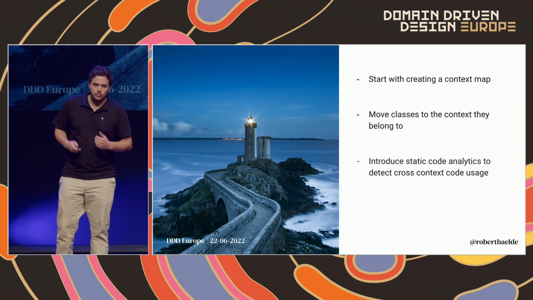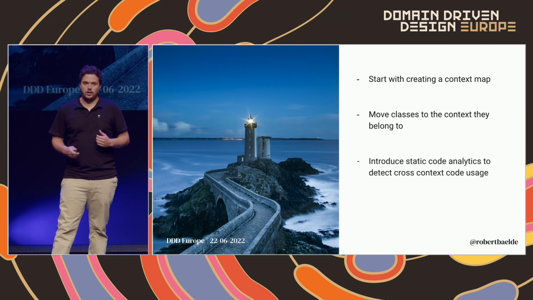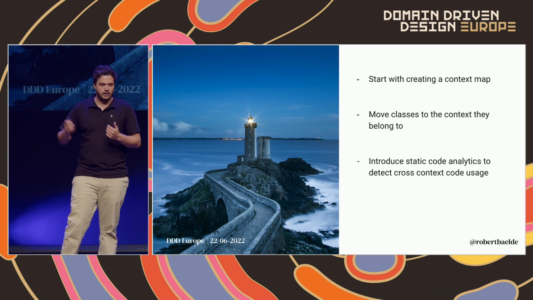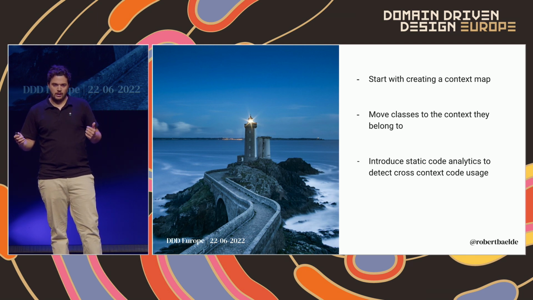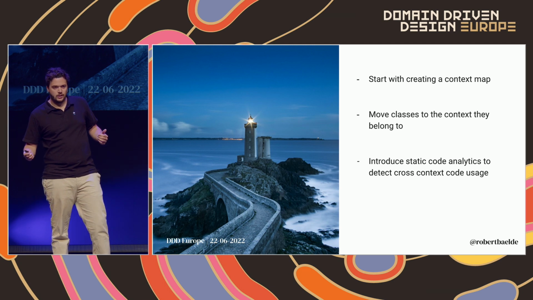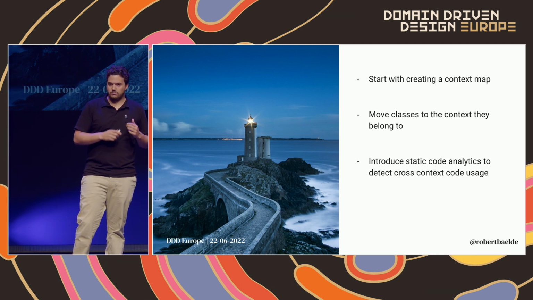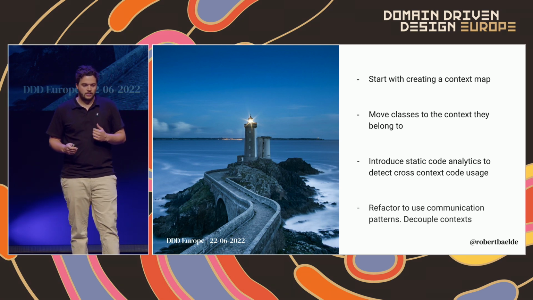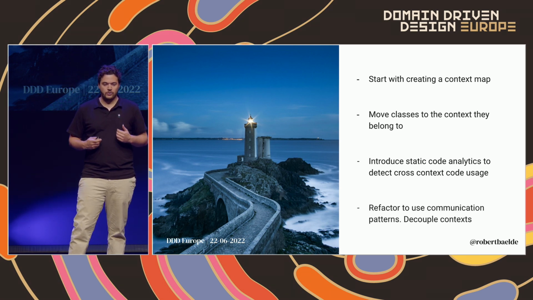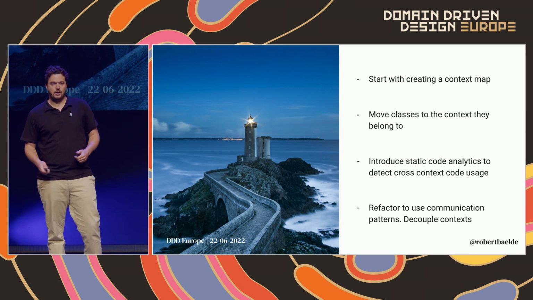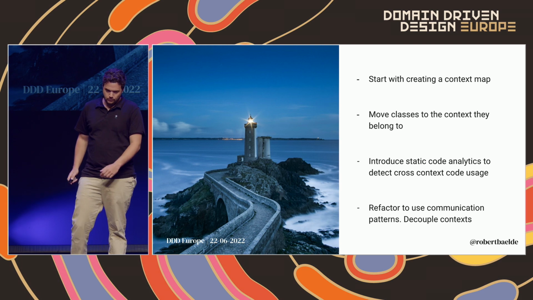After that, you need to be able to detect where a context uses or depends on a class of another context. Because we don't want that. That's really strict coupling, and we want to remove that. So you're going to introduce some static code analytics that tells you, hey, this context knows a lot about this other context, so you need to look at that. After that, you can refactor to use the communication patterns we just discussed. So you introduce your messages, your commands, and maybe your direct calls.